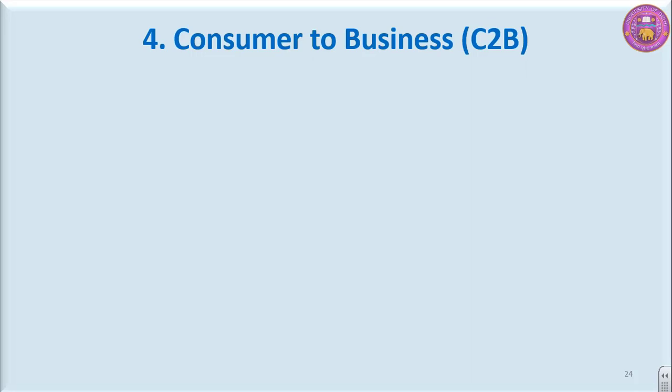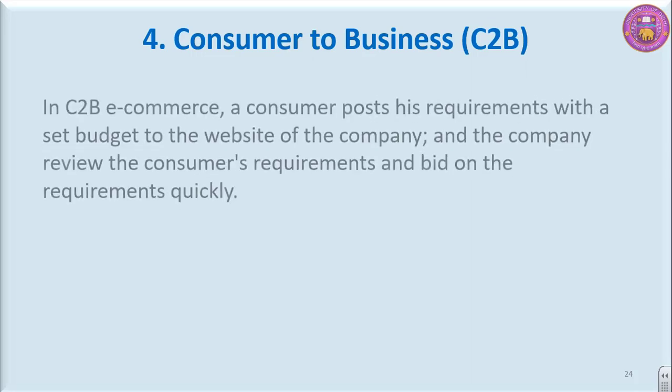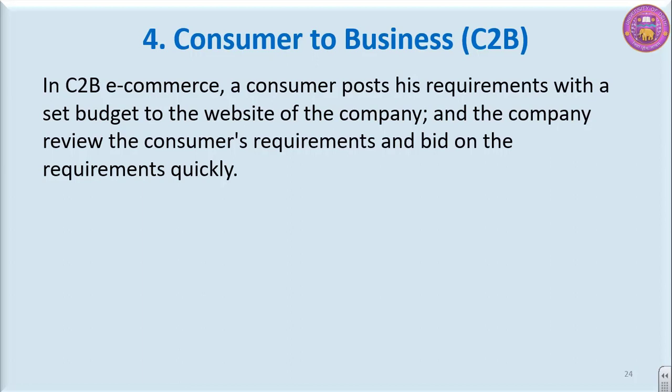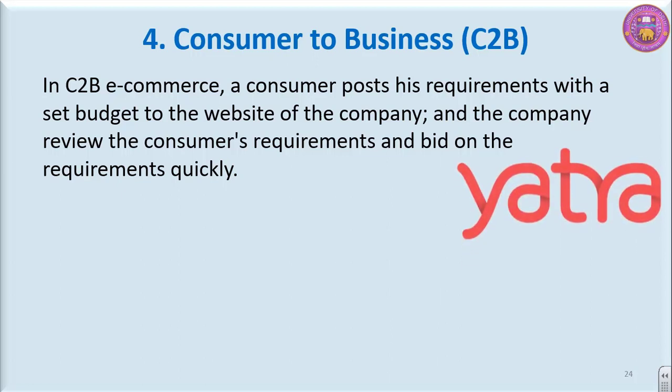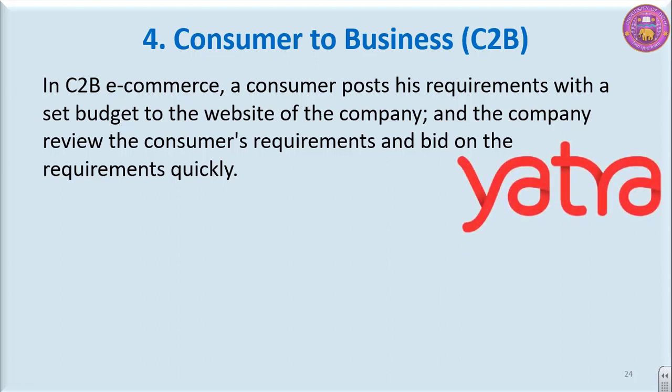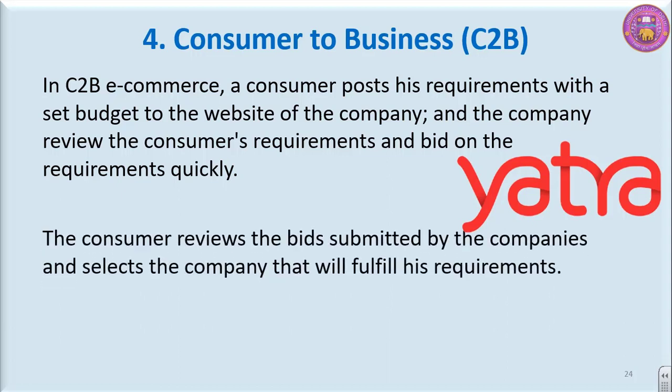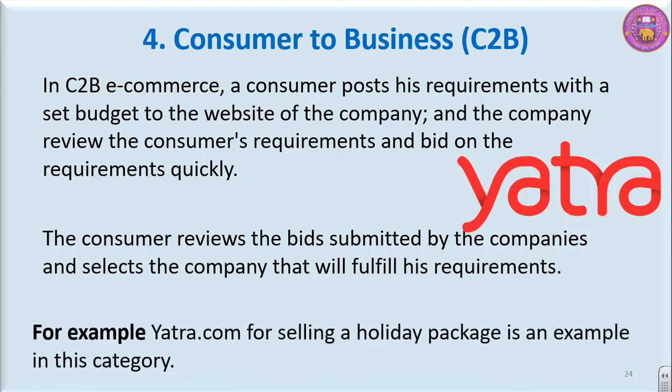The fourth category is consumer to business. In C2B e-commerce, a consumer posts his requirement with a set budget to the website of the company, and the company reviews the consumer's requirement and bids on the requirements quickly. Yatra.com is the best example in the case of consumer to business category. The consumer reviews the bids submitted by the companies and selects the company that will fulfill his requirements. For example, Yatra.com for selling a holiday package is an example in this category.